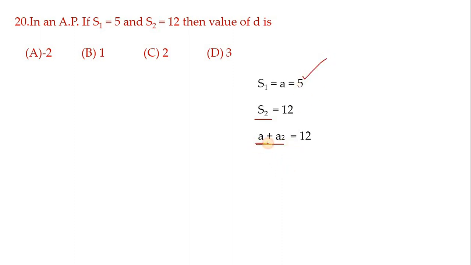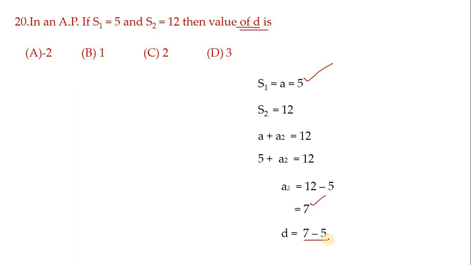Now A value we have got here, 5. So in this place you substitute 5. Now this 5 transfer this side, we get 12 minus 5. So 12 minus 5 means we get 7. So this is the A2 value. Here we already got the A value. This is the A2 value. Now easily we can find the value of D. How can you find the D value? A2 minus A1. So 7 minus 5. So the D value is 2. So the correct option is C.